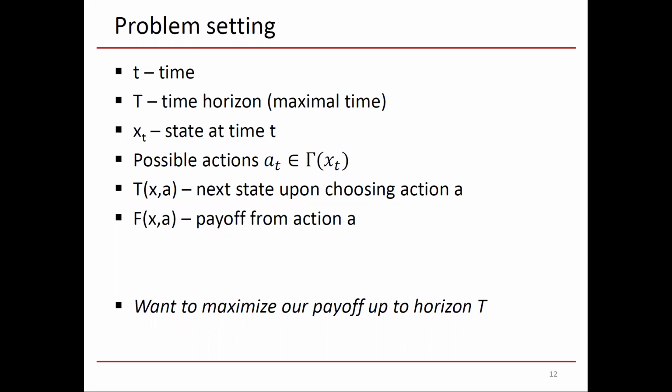So here's our problem setting. Lowercase t will be time, capital T will be the time horizon, the maximal amount of time being considered. Later we'll briefly discuss a situation where we have an infinite time horizon, but that's a special case. x_t, lowercase t, is going to be the state at time t. So there's a state machine here.